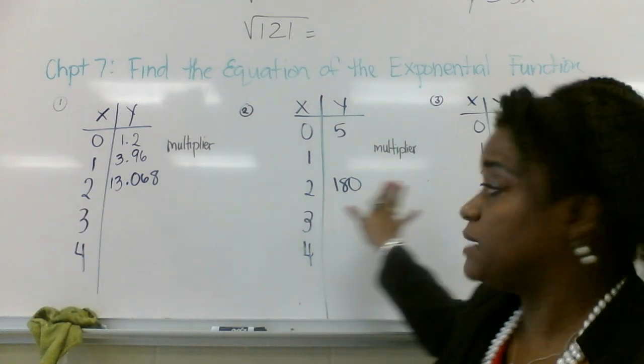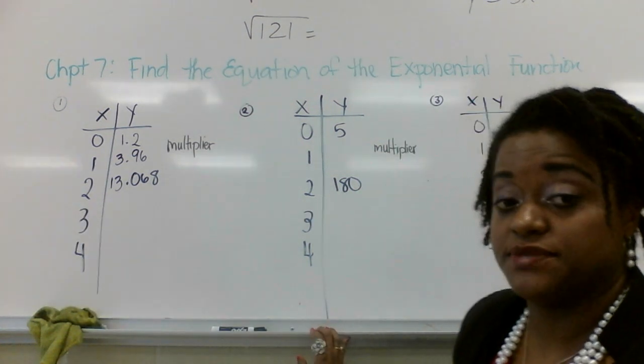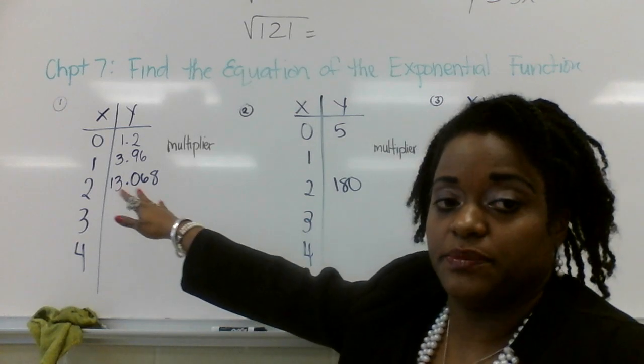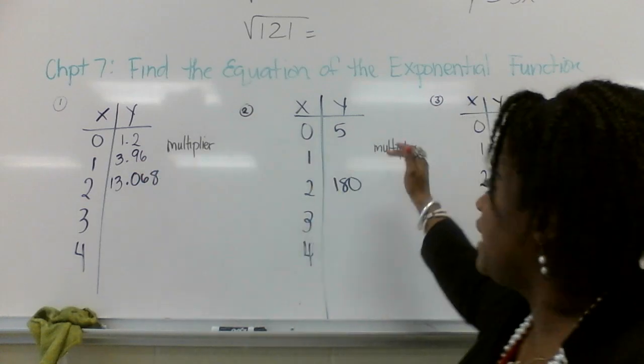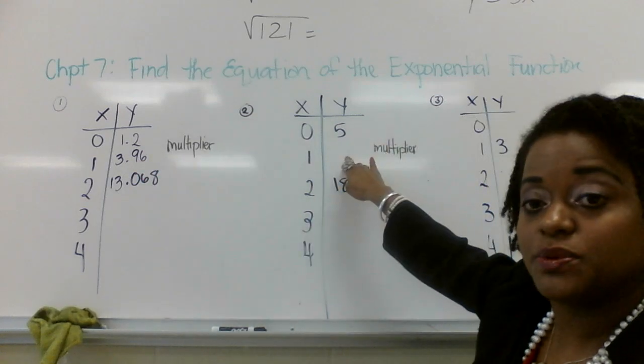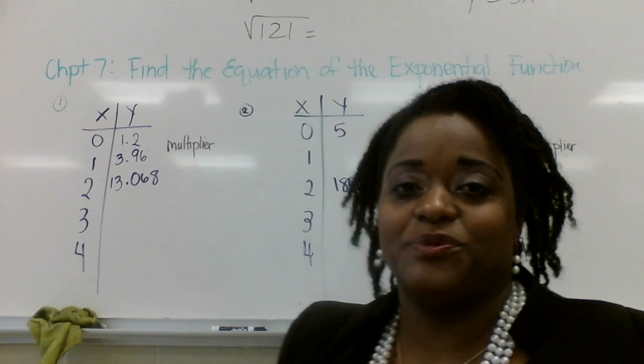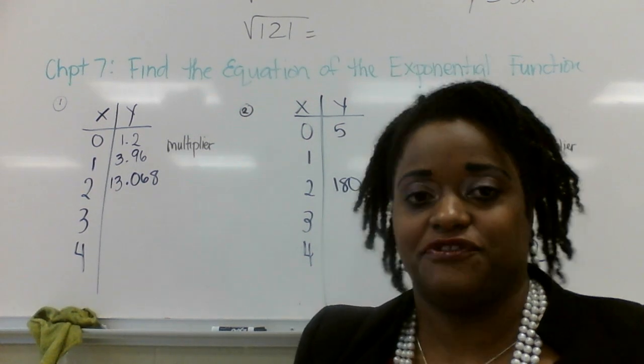I'm here to talk to you about how to find the rule of an exponential function. So here we have 3 examples, and they're all 3 different types of examples. We're going from table to rule. Here we have 3 sequential numbers, nothing in between. Here we have 2 numbers, but there's a space in between, and here we have 2 numbers, and there are 2 spaces in between. We will be doing the same kind of math, but just different steps.